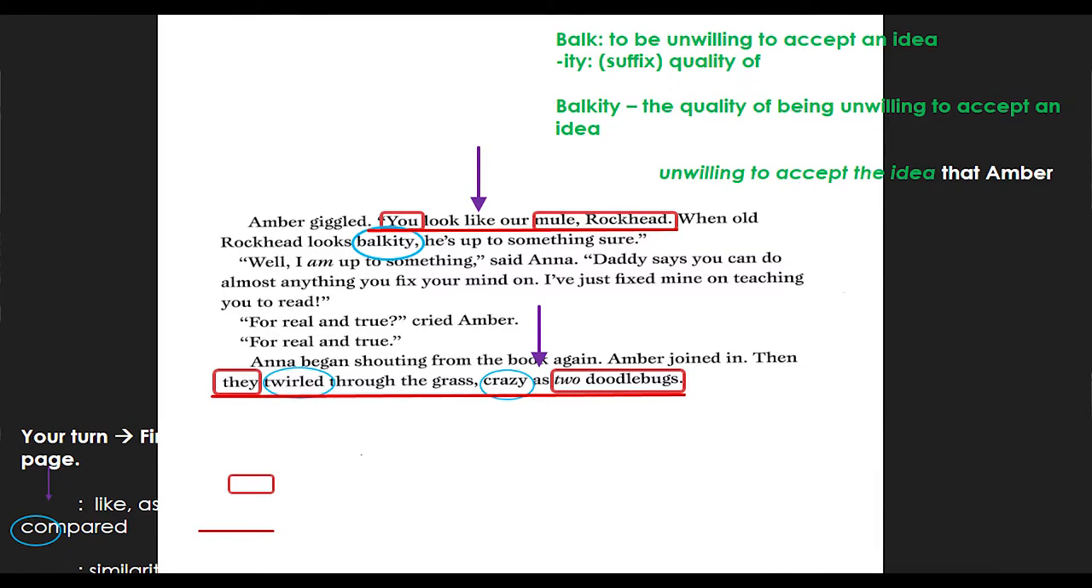Now, notice that these are in two different sentences, okay? Do you notice that this is two different sentences? Yes. Now, do I see the word like? Yes, I do. You, or Anna, is being compared to the mule. And what's the comparison? The word balkety. Now, balkety, to balk is unwilling to accept an idea. I-T-Y is a suffix that means the quality of. So Anna was unwilling to accept the idea that Amber couldn't read, so she wanted to help her.